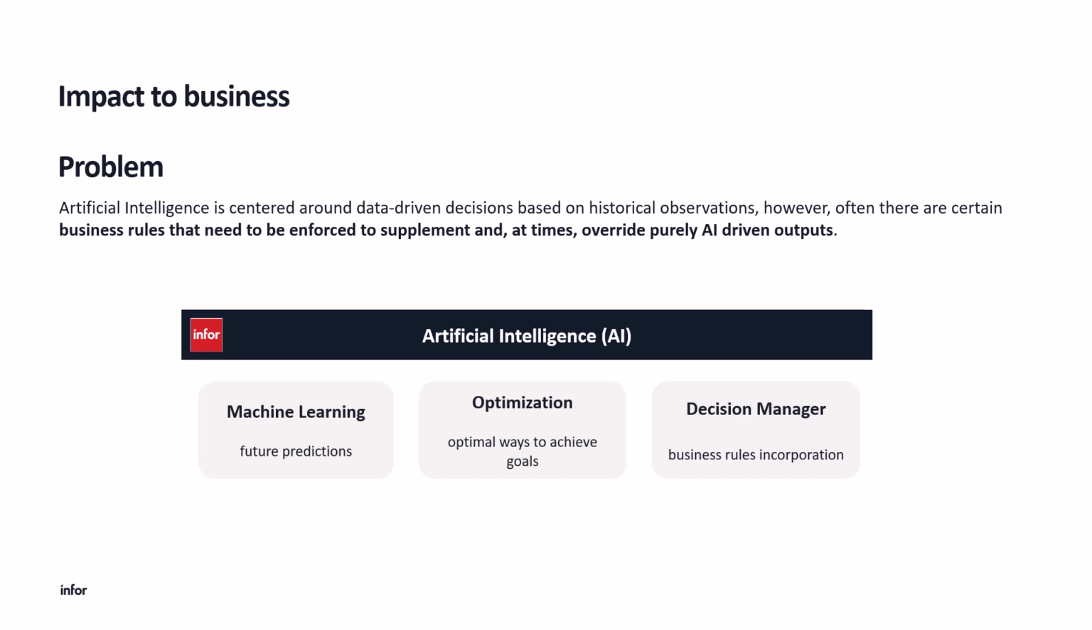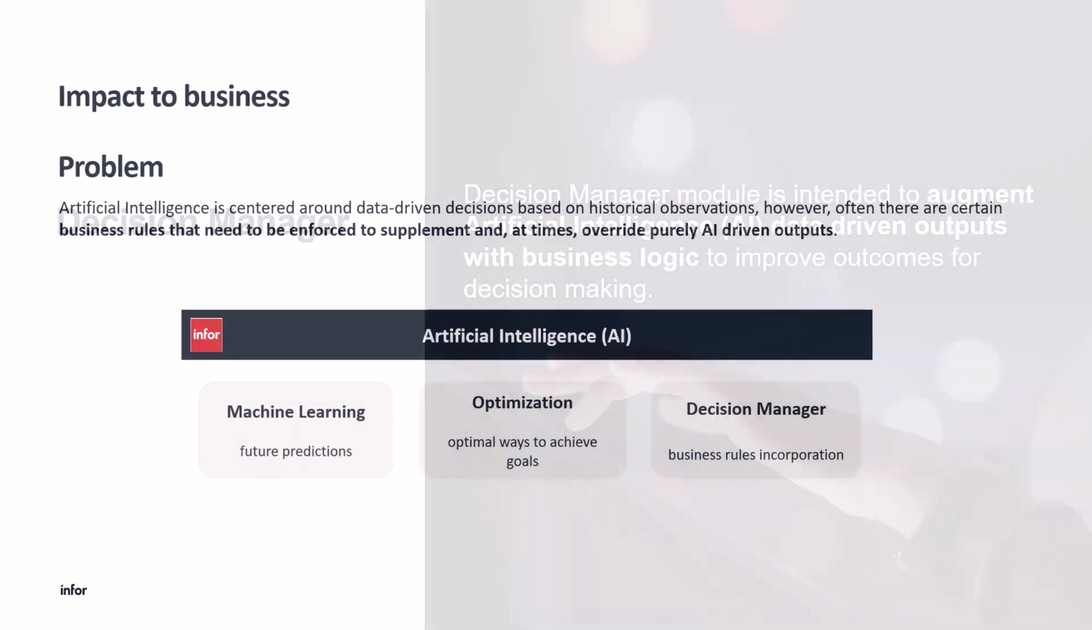While powerful, these models don't always reflect current business strategies, which tend to evolve rapidly. As a result, there are gaps between data-driven AI outputs and real-time business needs. To bridge this gap, it's essential to have a system that can incorporate changing business logic into AI outputs. This is where Decision Manager comes in.